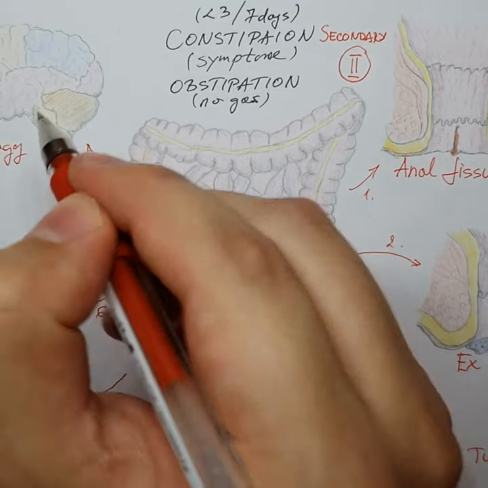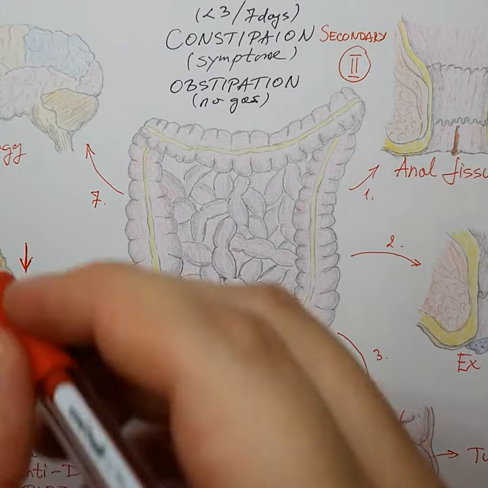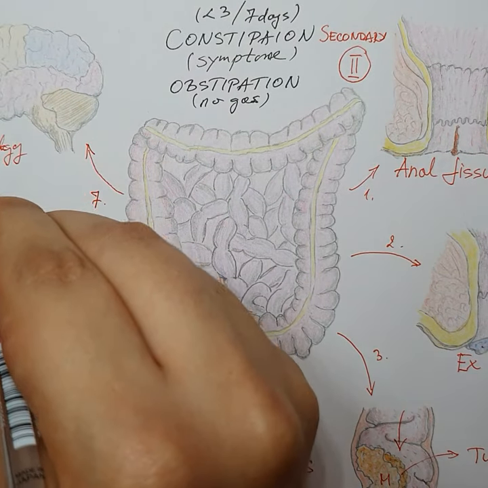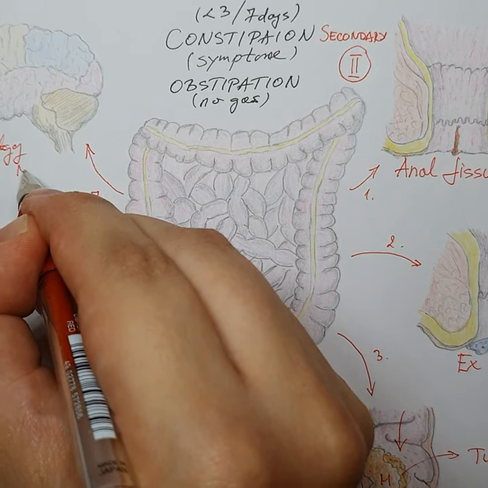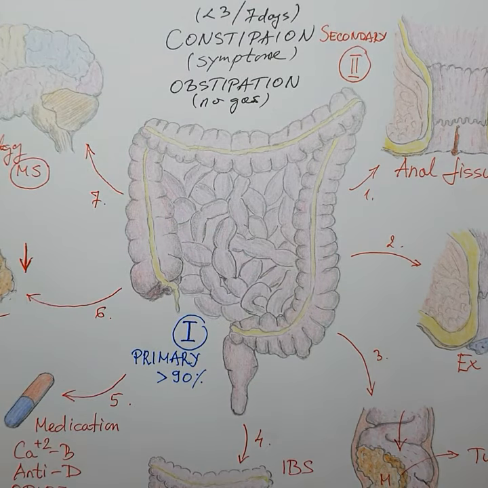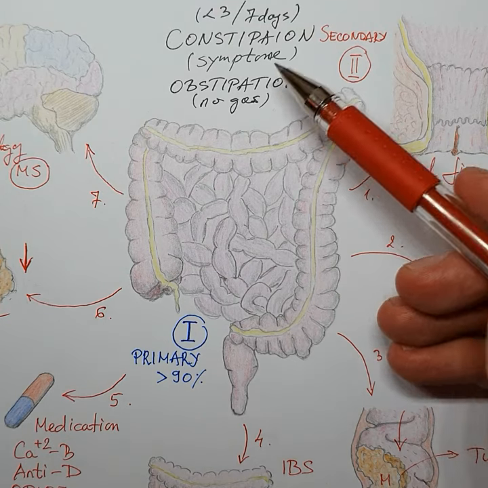So in neurology, we have many diseases like Parkinson's, like multiple sclerosis. There are also muscle atrophy diseases that all can give problems with stool evacuation and can cause constipation, and in the end, obstipation. So constipation can lead to obstipation.